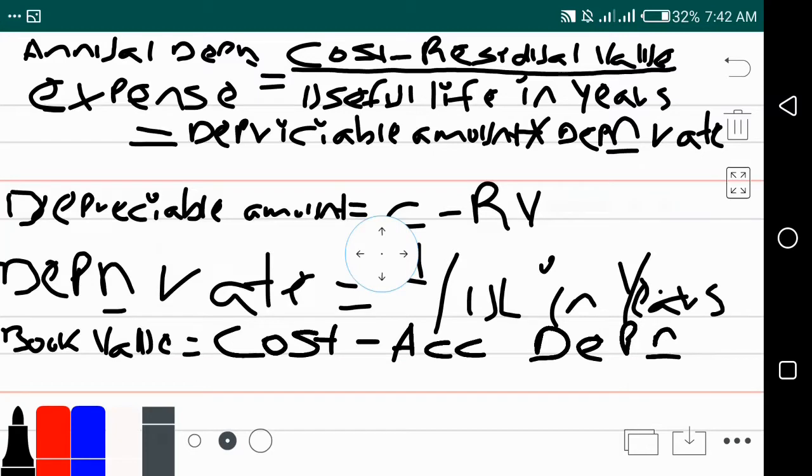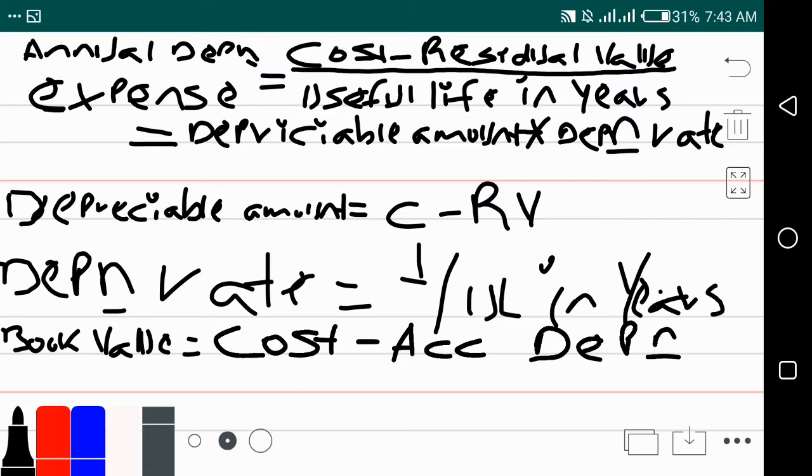The first one is annual depreciation expense is calculated as cost minus residual value divided by useful life in years, or depreciable amount multiplied by the depreciation rate, and the depreciable amount is calculated as cost minus residual value. The depreciation rate is calculated as 1 over useful life in years, and the book value is calculated as cost minus the accumulated depreciation.